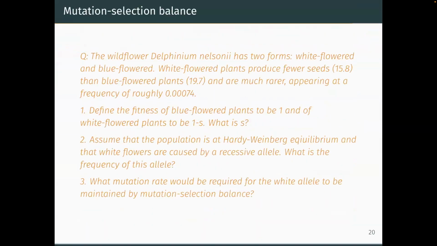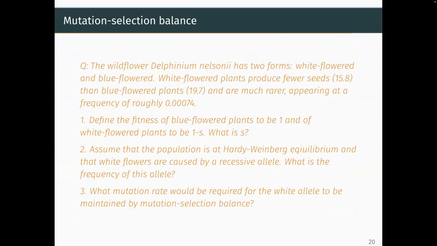Okay, a little bit more practice. This is the last thing for today. Again, I want you to think about how we might go about manipulating these things. This is slightly harder. Here we've got a wildflower with two forms, either white flowers or blue flowers. The white flowers produce fewer seeds. We're told they produce on average 15.8 seeds relative to blue flower plants, which produce 19.7 seeds on average. But they're much rarer. They only occur at a frequency of 0.00074, so rare in the population, well under 1%.